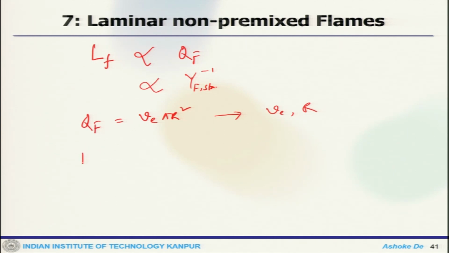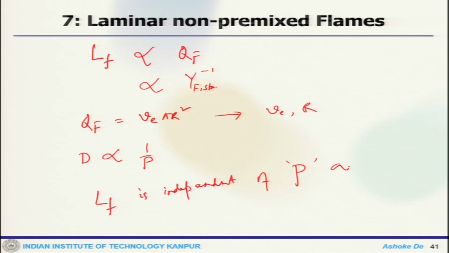Since the diffusion coefficient D is inversely proportional to the pressure, that means the flame height is independent of pressure at a given mass flow rate. So, that is how you get the analysis of the flame height in a jet diffusion flame. We will stop here and continue the discussion in the next lecture.